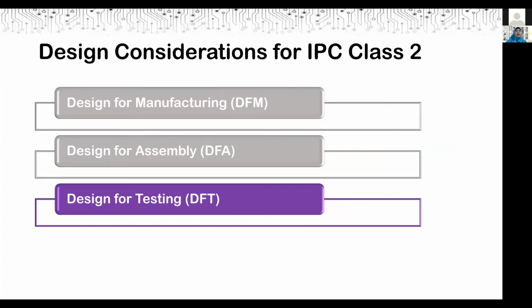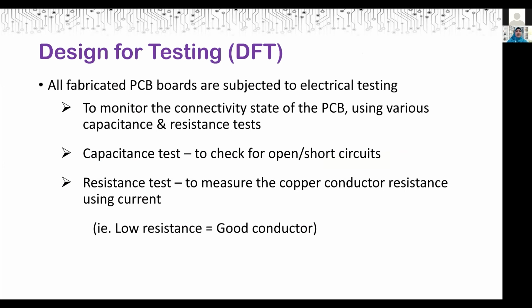So next will be design for testing consideration. So in this section, this is for the main purpose of testing, to ensure that the connections in your layout design actually translated properly into your PCB board. So for design for testing, or DFT, all fabricated boards are subjected to electrical testing. So the main purpose is to actually monitor the connectivity state of the PCB using various capacitance and resistance tests.